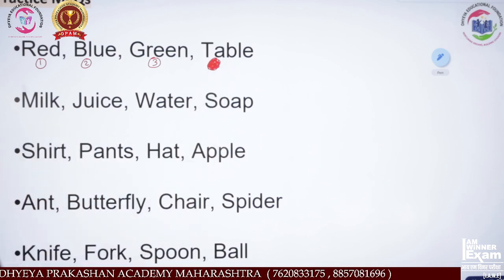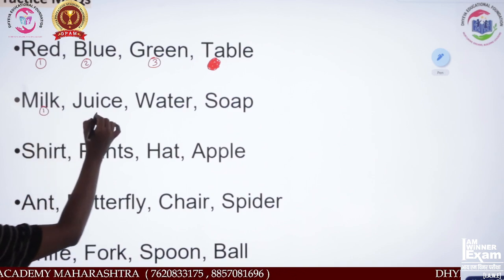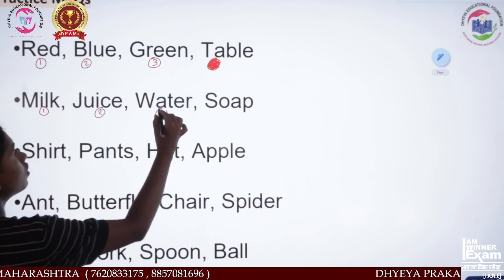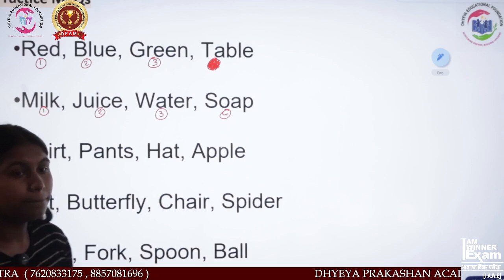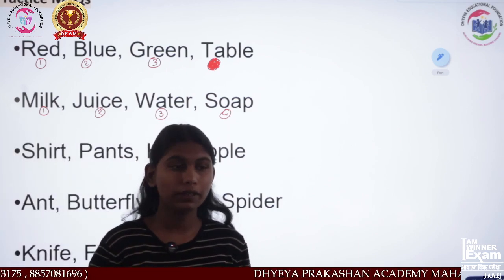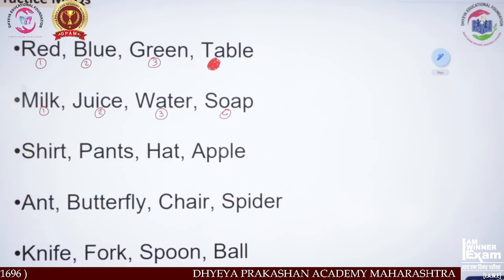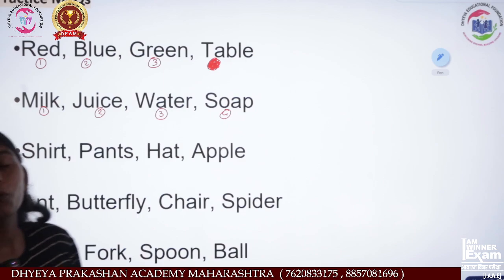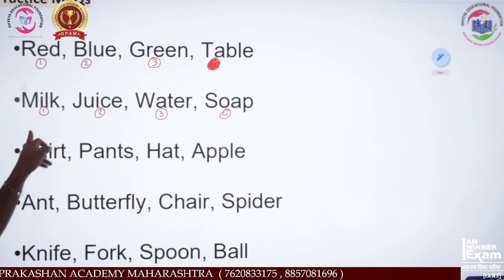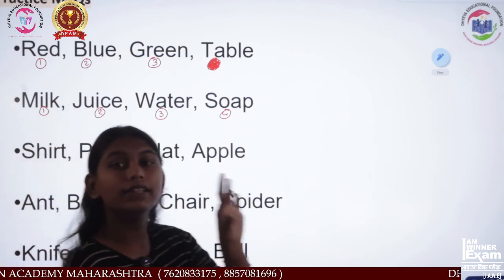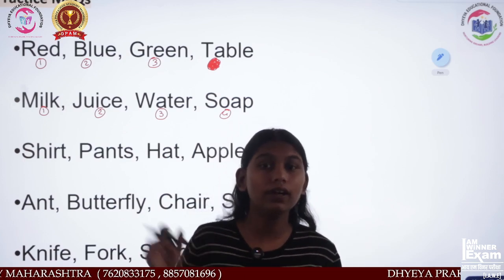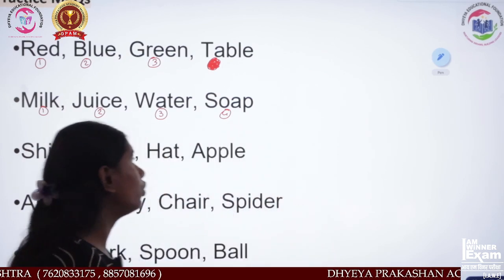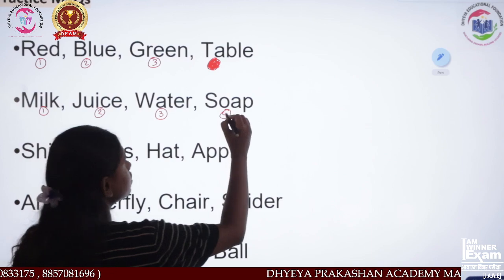Okay. Then next, milk, juice, water, soap. Now which is the different here? That is the soap. Now why soap? Because milk, juice, water are the things that we drink. These are the liquids that we drink, but we don't drink the soap, right? So soap is the different.